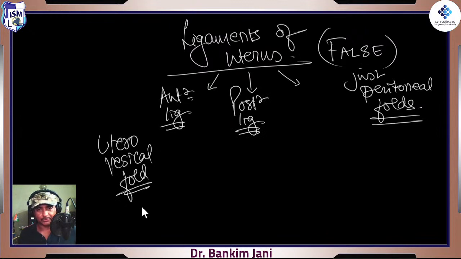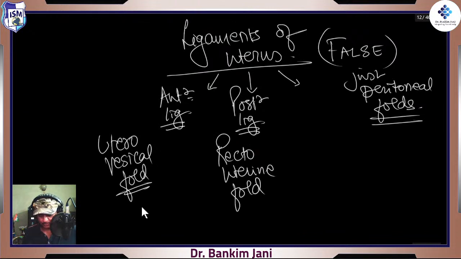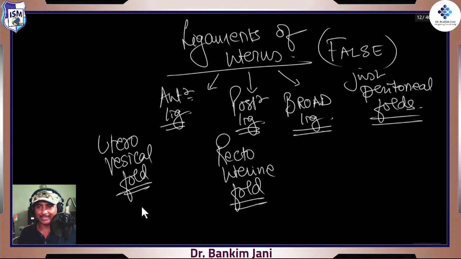the posterior ligament, it is also a fold. On the back side, it was the rectouterine fold. Right? And then a big name, the broad ligament. But any of those real supports of the uterus would say, let it be, right? Just the name is big. As such, it is on both sides, right and left. But it is not the true support.